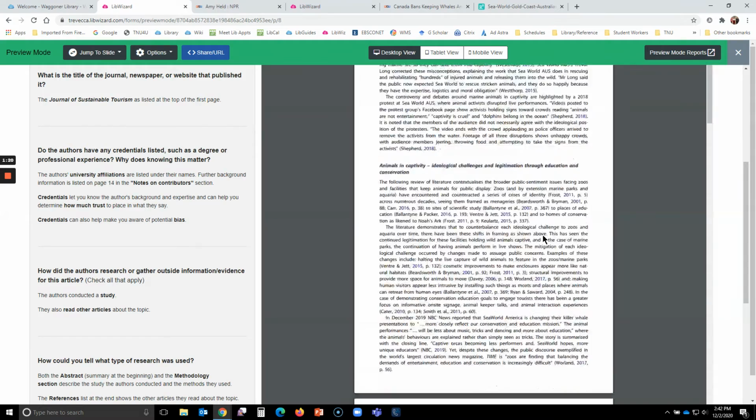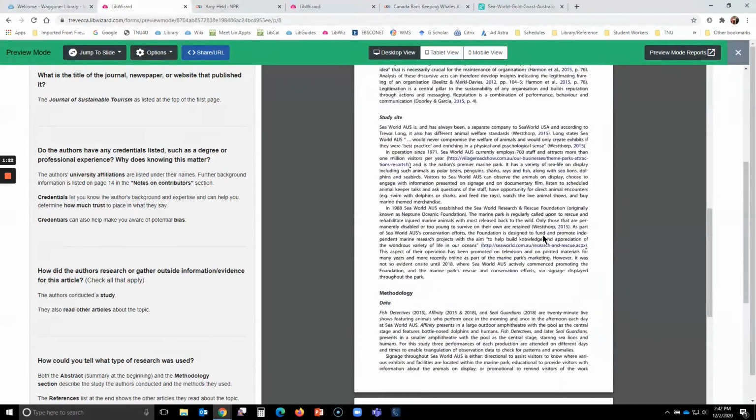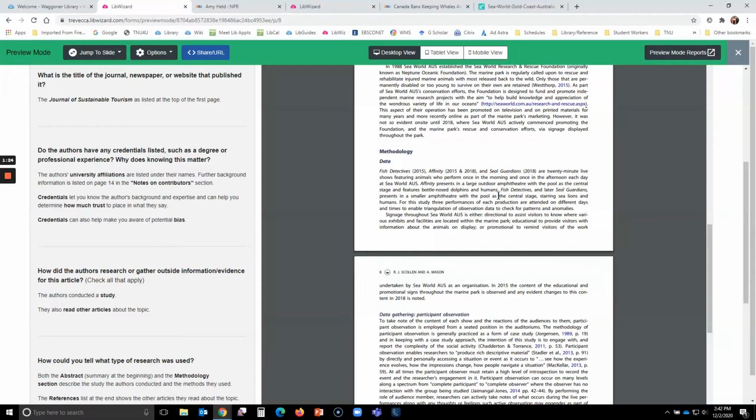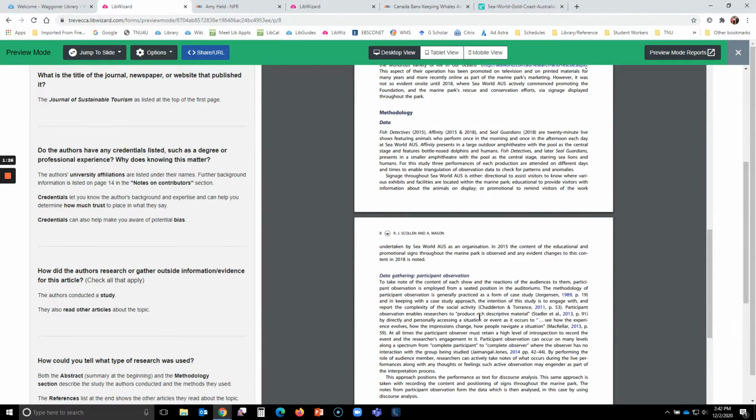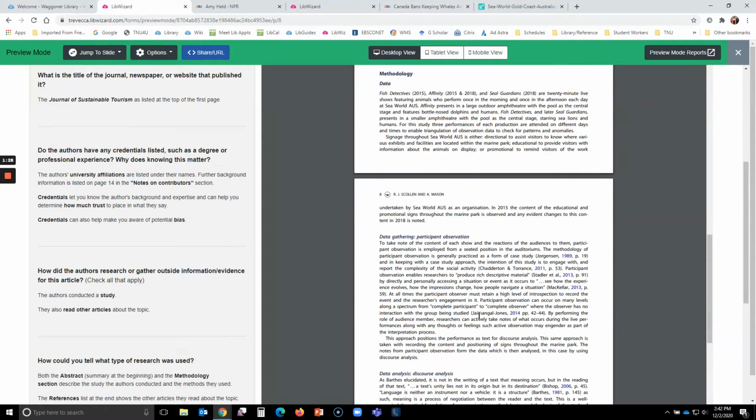And then also if we go down to page 7, there's a section called Methodology. And if you look here, it tells exactly what they did for their study. Also at the end, of course, there are a list of references of the other articles that the authors read.